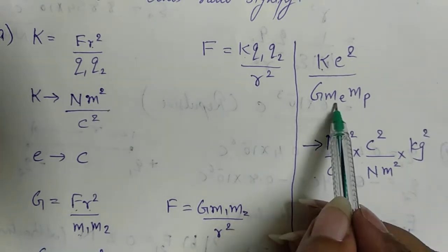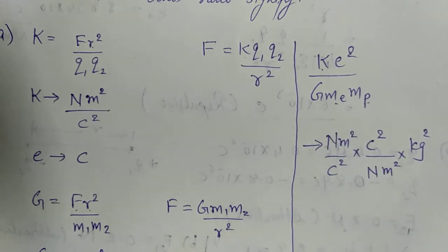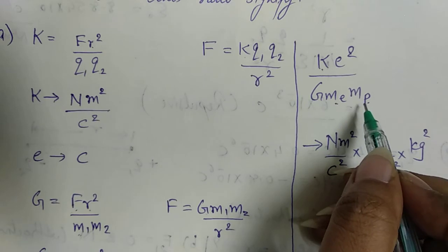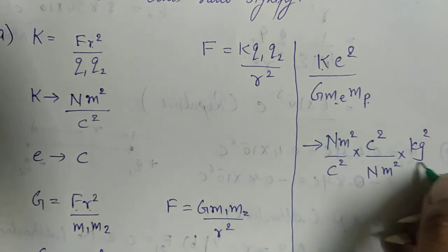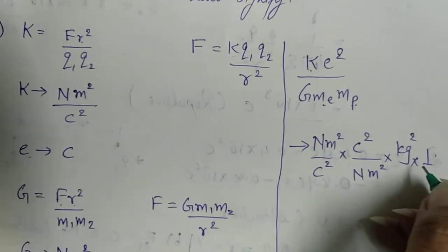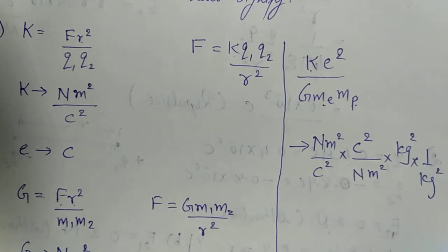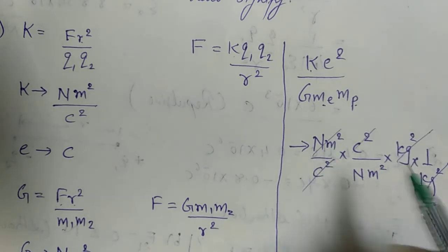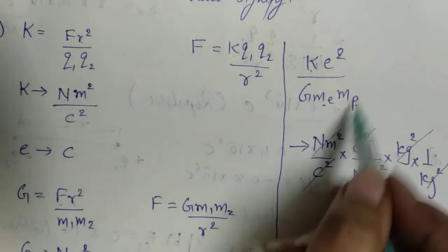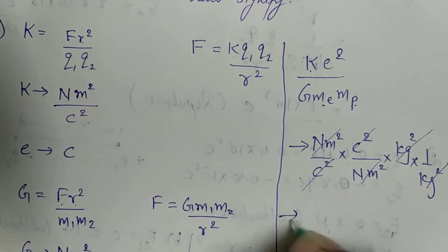Now I'll have to write the units of mass of electron and proton. So the mass of electron will be kg, mass of proton will be kg. So here I'm going to get one more kg square in the denominator. Now just see, all these units will get cancelled. So what does this mean? That this ratio is dimensionless.